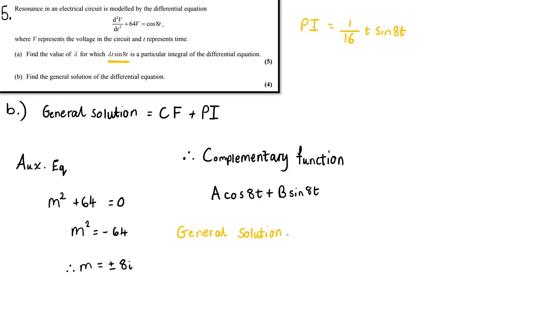So for the general solution, this is going to be equal to a cos 8t plus b sine 8t. So that's the complementary function. Now we just need to add the particular integral. And the particular integral, like we just said, is 1 over 16 t sine 8t. And that gives us our solution to part B, giving us the general solution. And that gives us a solution to question 5.